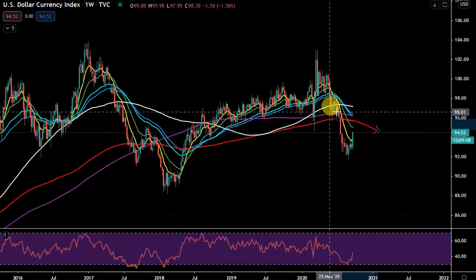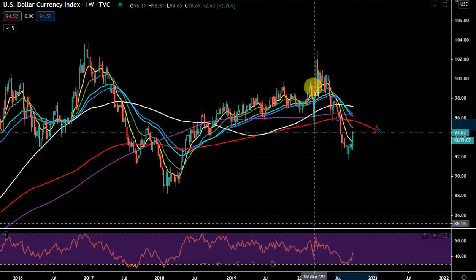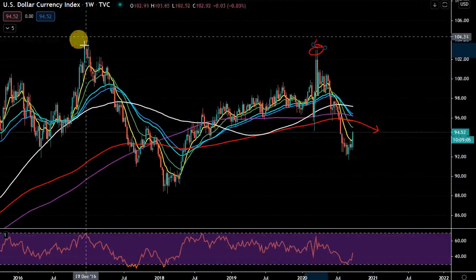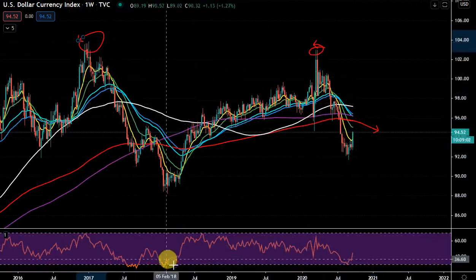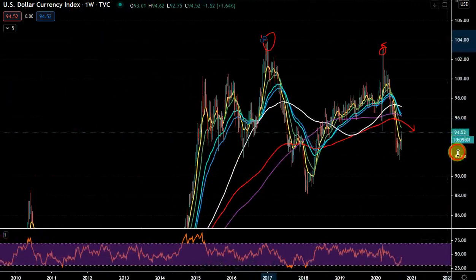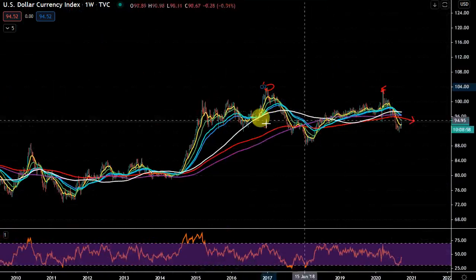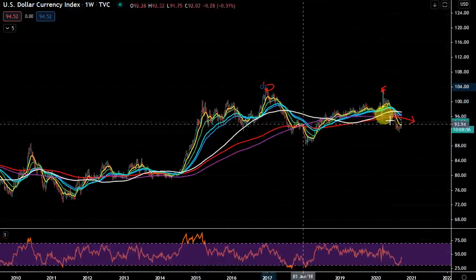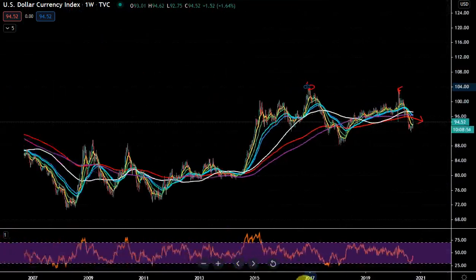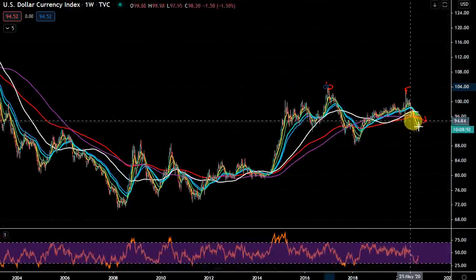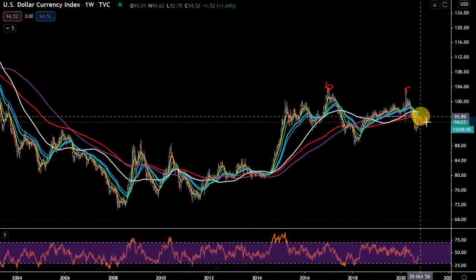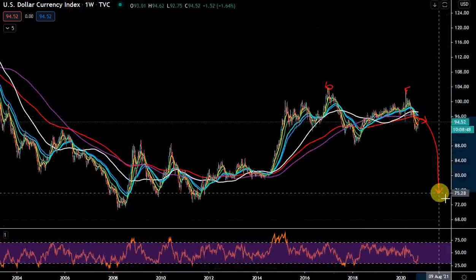You break down below all moving averages like this after forming a lower high on a potentially distributive structure. Is this going to bounce? Is this the bounce here before the floodgates open and this rolls back down?